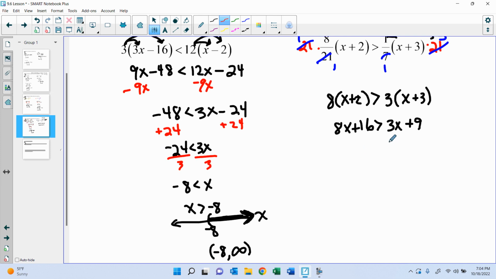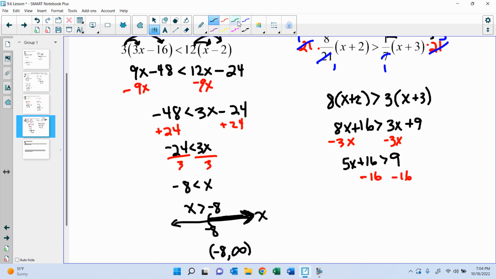So at this point, I want to subtract 3x because we're always going to move the smallest variable term. In this class, again, not the only step you can do. That's just what we're going to always do. So we get 5x plus 16 is greater than 9. And then we're going to subtract 16.